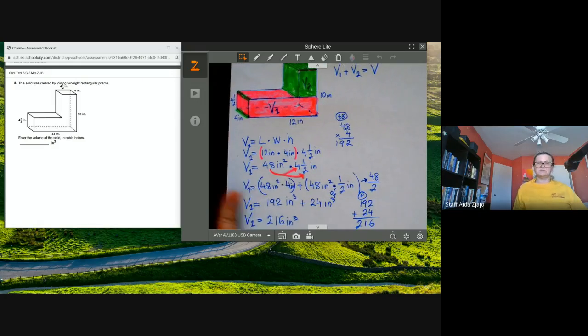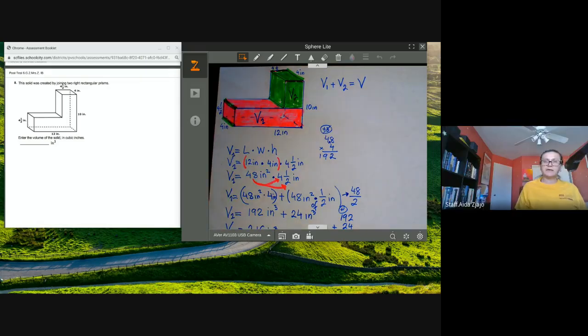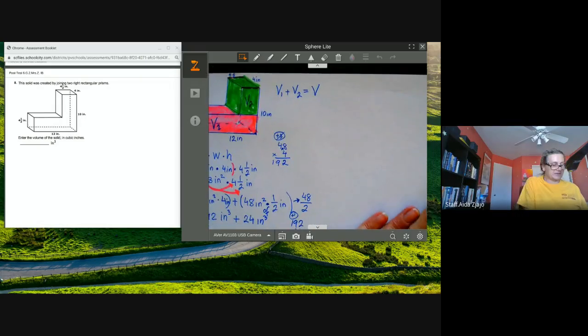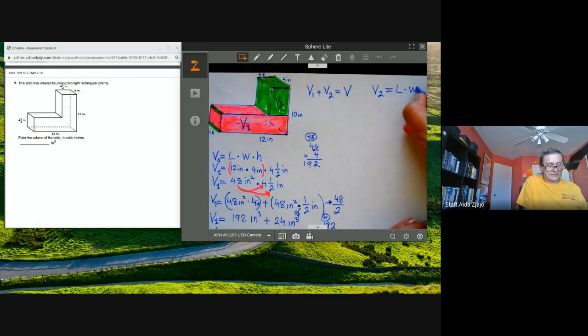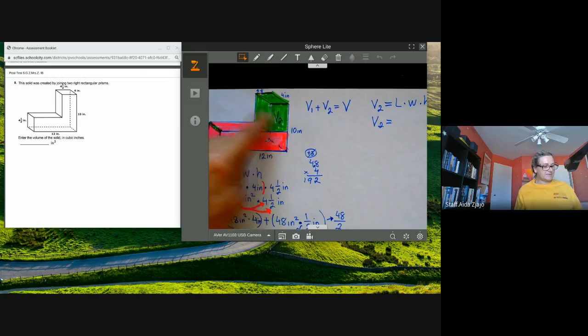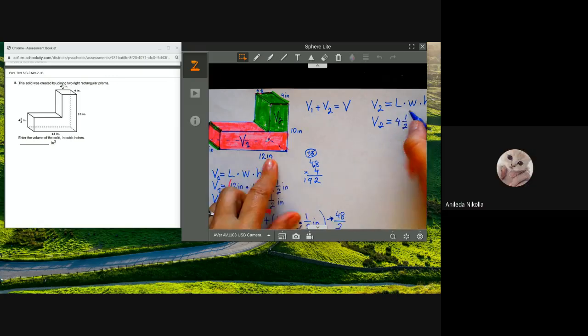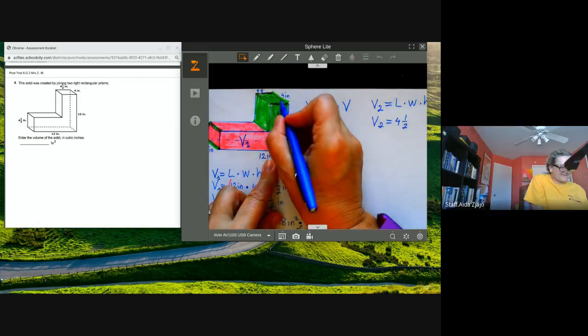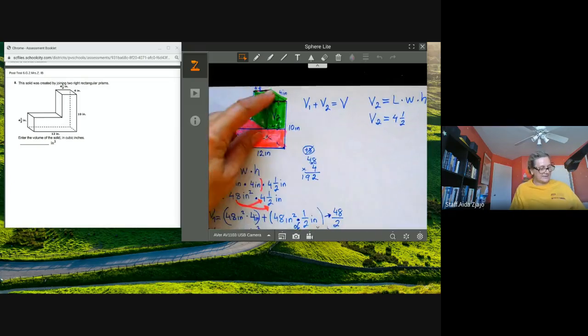And what is next to do? Next, volume 2. Okay, so I'm going to move it a little bit over here. And then volume 2 is equal to length times width times height. Now what would be the length if you look at this prism? The length is 4 and 1/2, because if you look at it, it's the same. Bravo, and that is 4 and 1/2. You bet. Parallel lines, 4 and 1/2.